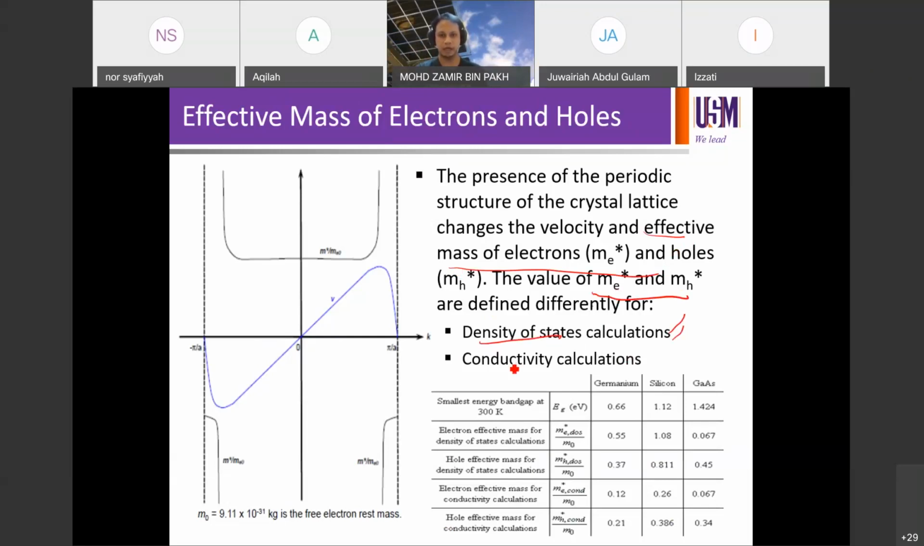We're going to cover conductivity of the semiconductor material a bit later on. As you go through the calculations, you'll see that different values are required for different calculations. For example, for silicon, if you want to use the effective mass of electron and hole for density of states calculation, which we're going to see later on, you're going to use 1.08. Whereas if you want to do the same calculation but for conductivity, the value of effective mass will be 0.26 instead. This is also applicable for hole, right?